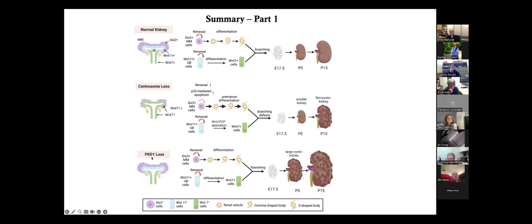And again, in the PKD1 loss, using the same two Cres, we didn't see any of these particular defects. Kidneys develop normally, it's just they grow and they become cystic very quickly, and they have all the secretion defects, et cetera, et cetera.